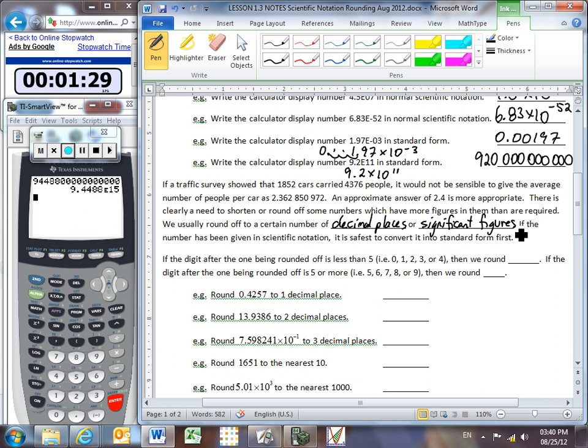And I should just add that if the number is given to you in scientific notation, you should probably convert it into standard form first. Standard form, just regular numbers, as opposed to scientific notation. It's going to be a lot easier, I think, to round correctly if you've got it in standard form.